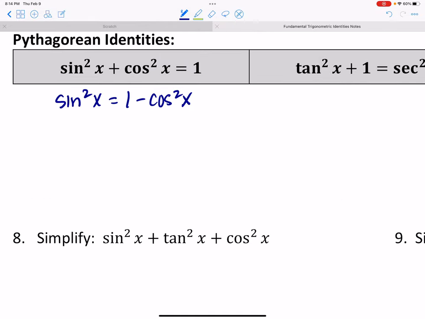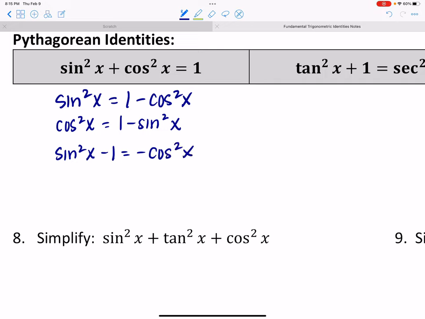Again, I can rearrange these terms and get these alternative forms, so I could subtract the cosine squared over, or similarly I could subtract the sine squared over, so I could say cosine squared x is equal to 1 minus sine squared of x, or vice versa. I could just move things around. Maybe I leave the sine squared where it is, and I subtract the 1 over. So if I subtract the 1 over, and then move the cosine squared over, this would be another form.